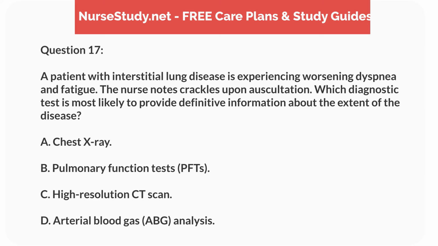Question 17. A patient with interstitial lung disease is experiencing worsening dyspnea and fatigue. The nurse notes crackles upon auscultation. Which diagnostic test is most likely to provide definitive information about the extent of the disease? A. Chest X-ray. B. Pulmonary function tests, PFTs. C. High-resolution CT scan. D. Arterial blood gas, ABG, analysis.